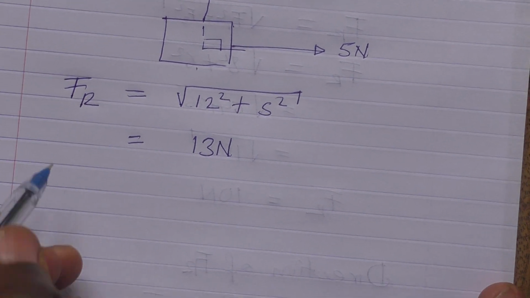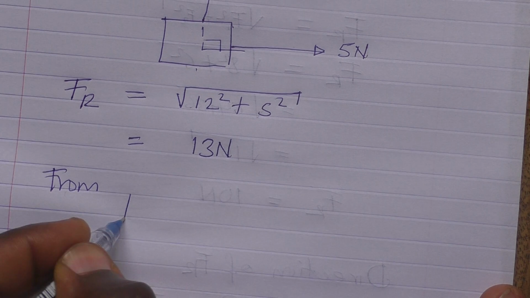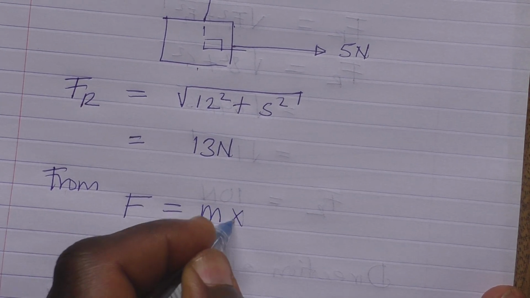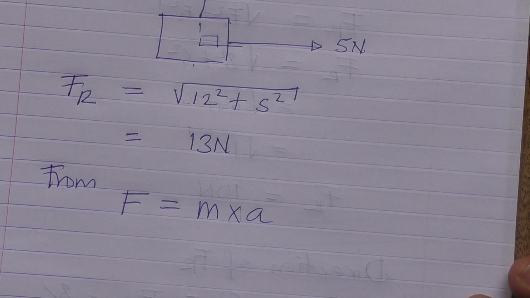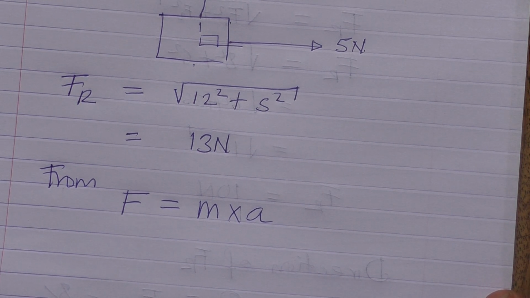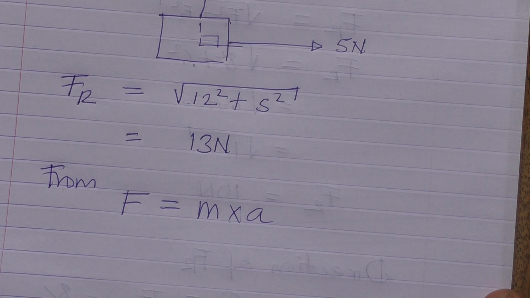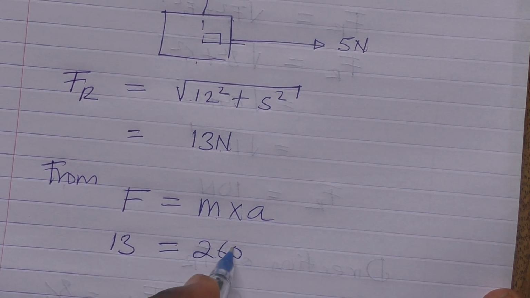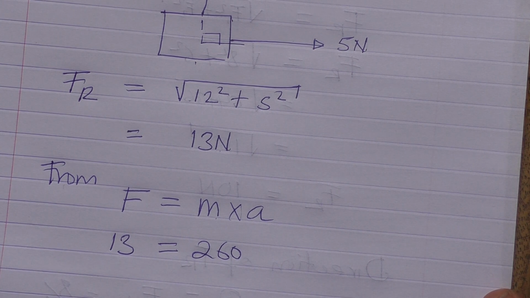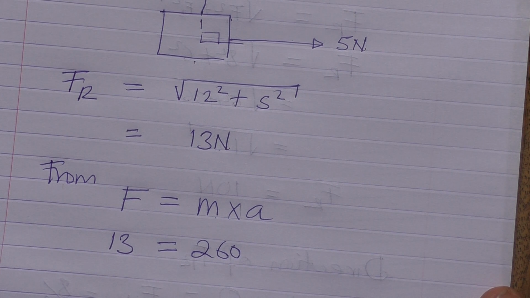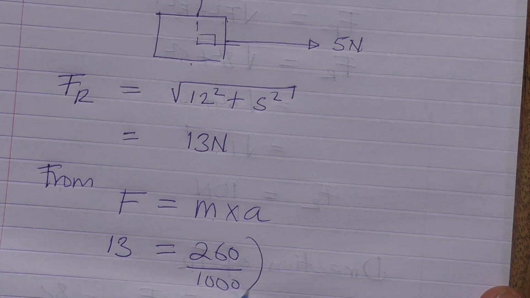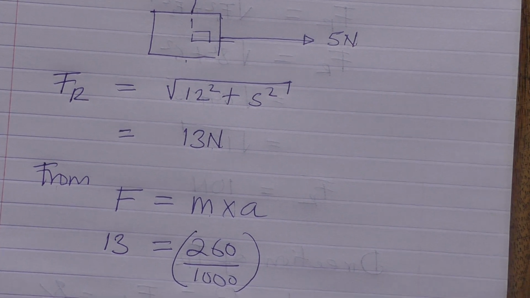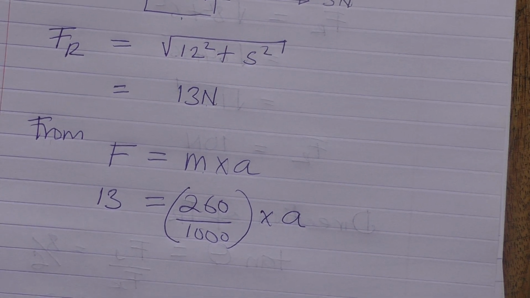The other part was asking for calculating the acceleration. From the formula, which is force equals mass times acceleration. Remember, in the question we are given the mass of the body as 260 grams. And now we have the force. So it's a matter of just substituting. Where there is force, we use 13. Where there is mass, it was 260, but it was grams. However, it should be expressed in kilograms, which is the SI unit of mass. Therefore, we divide by 1,000 to express mass in kilograms.